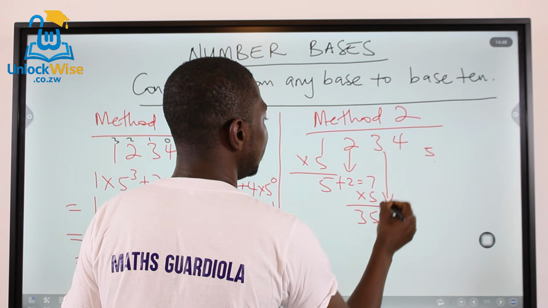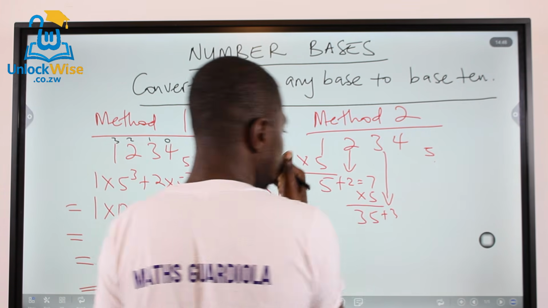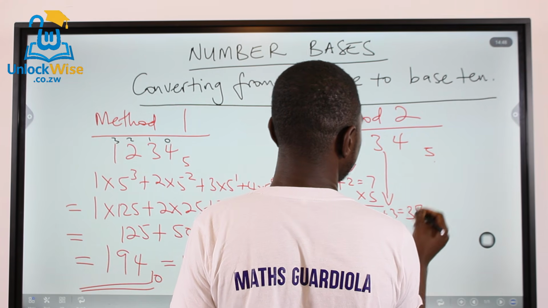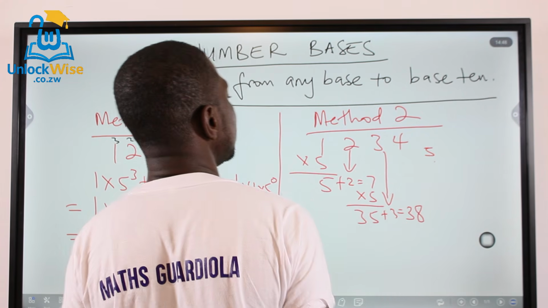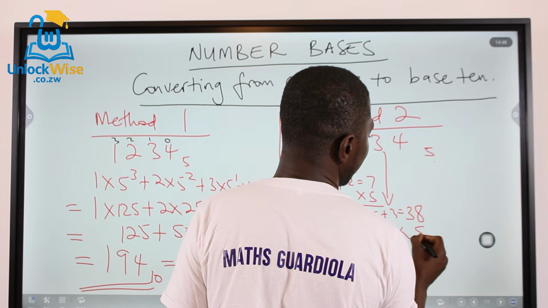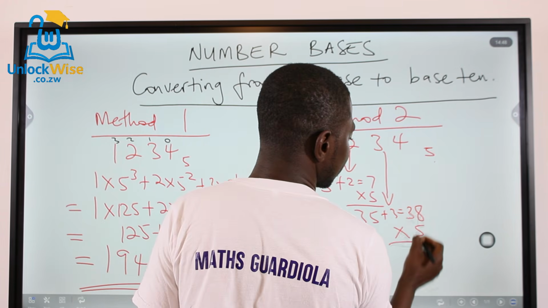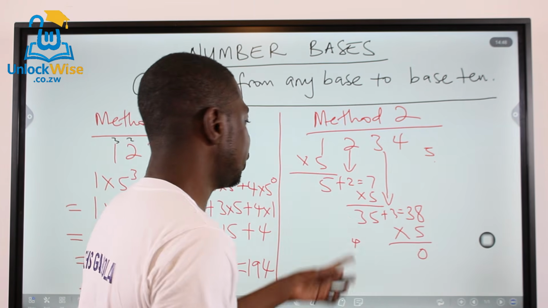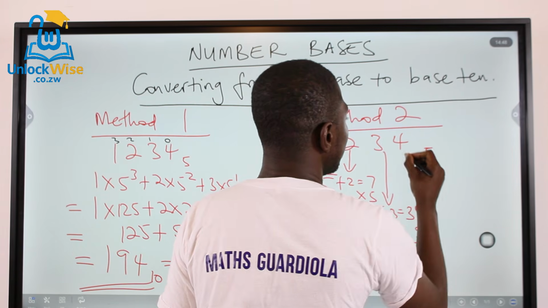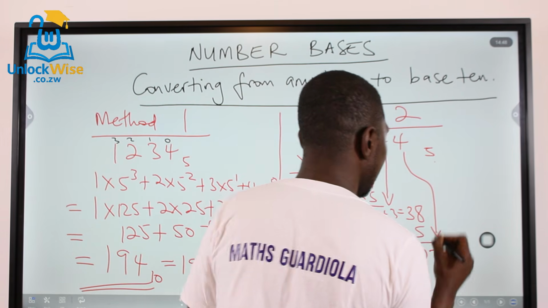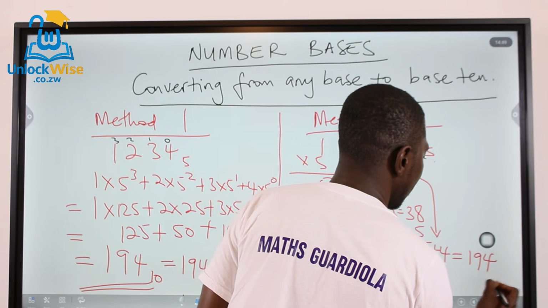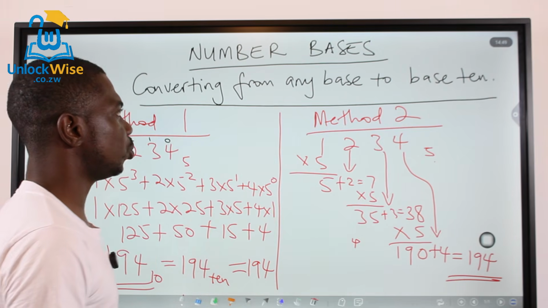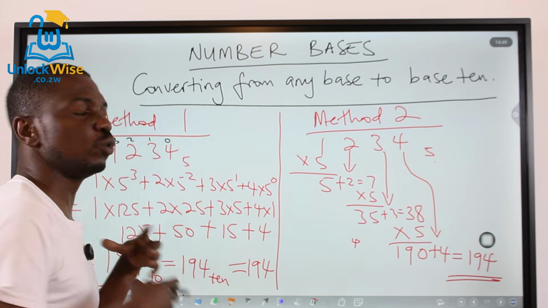You add the next number, you get 38, right? 5, 6, 7, 8, right? And you multiply by the base, you get 40 here, carry 4. 5 times 3, you get 15. 15 plus 4, you get 19. And you add the last number. The moment you add the last number, you stop there. So you get 194 as well, right? So this is method number 2. This is how we convert numbers from any base to base 10.